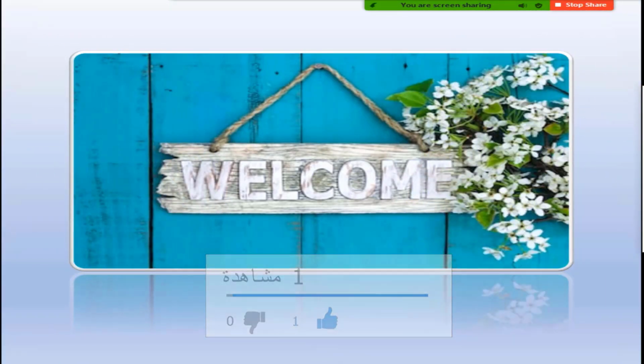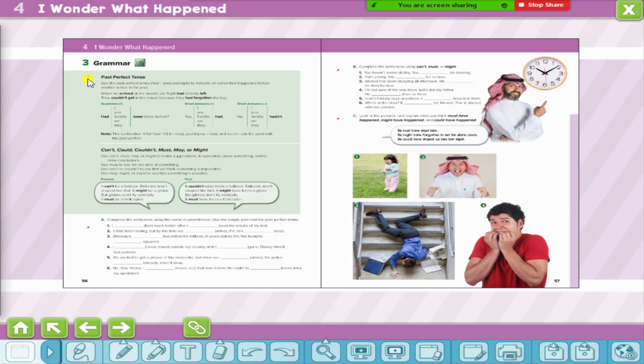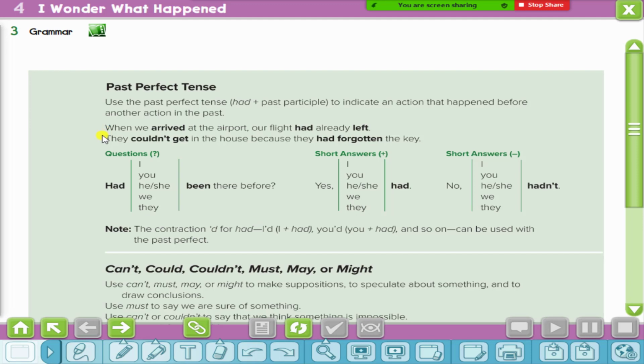We will study lesson 3 grammar, page 56 and page 57. In our grammar today, we will study the past perfect tense. Let's have a look at the form and keywords of this tense.